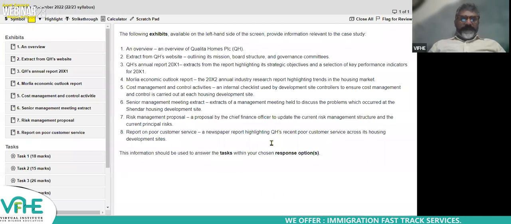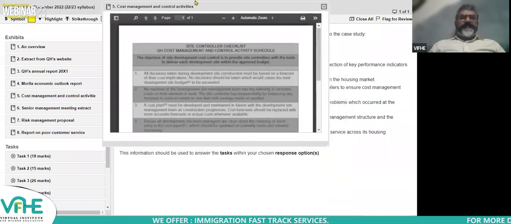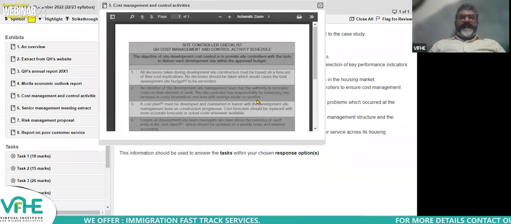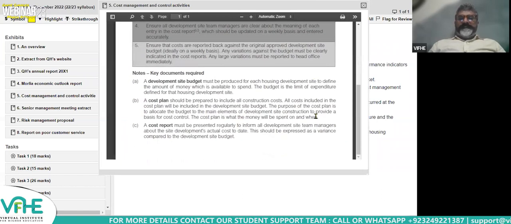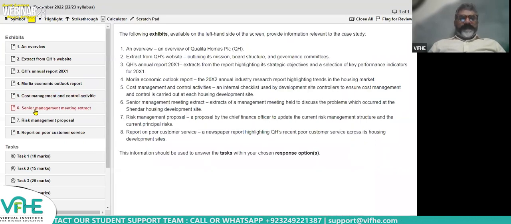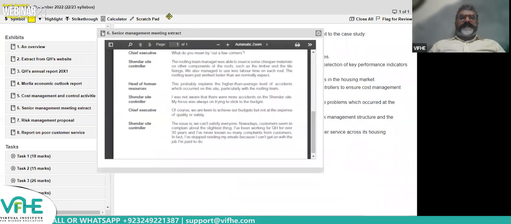Okay. Cost management and control activities. Cost, again, a very specific heading. It will tell us about cost management and control activities only. And the size is almost a page, but it is 1:1. Senior management meeting extract.